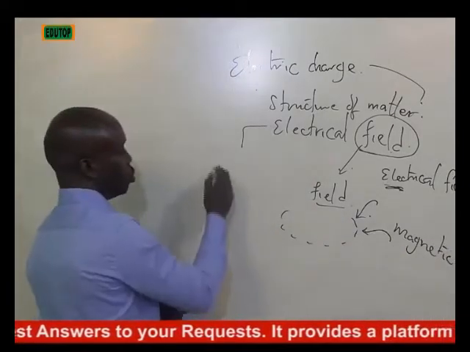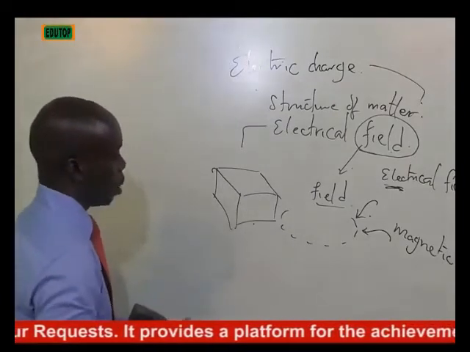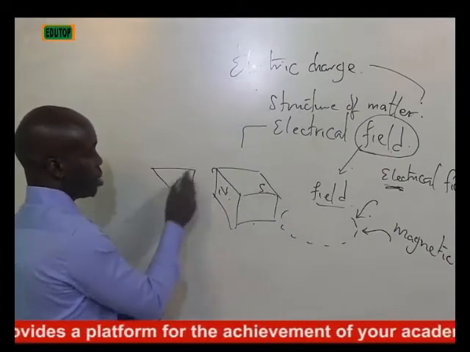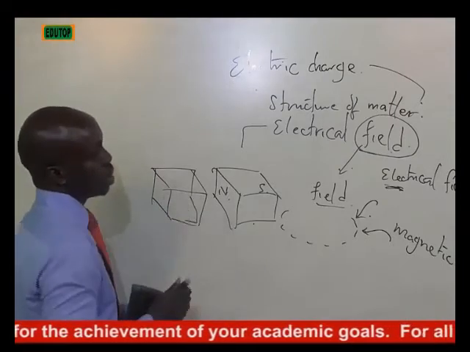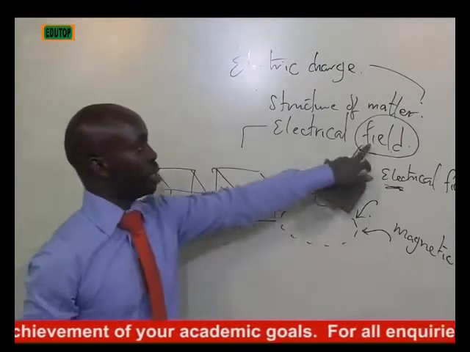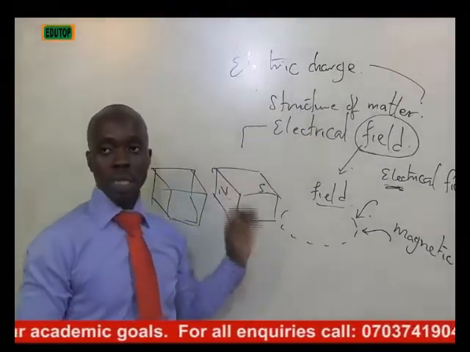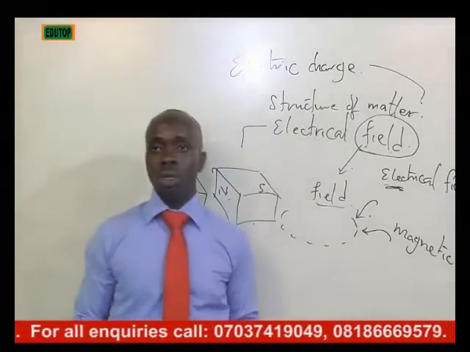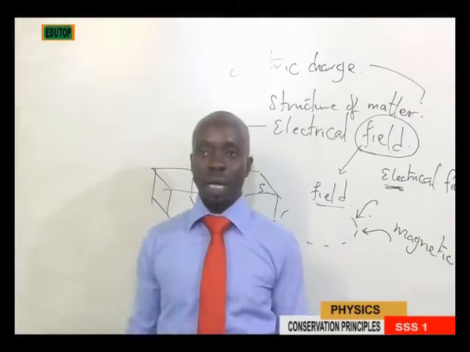If you also bring it down to the magnetic field, you recall the other time we drew diagrams of magnets with the north and south pole, when you have two magnets related to each other. I'm emphasizing this because you have to understand what field means before going into electrical charges. I hope this is clear. We will now proceed by looking at what electric charge actually means.